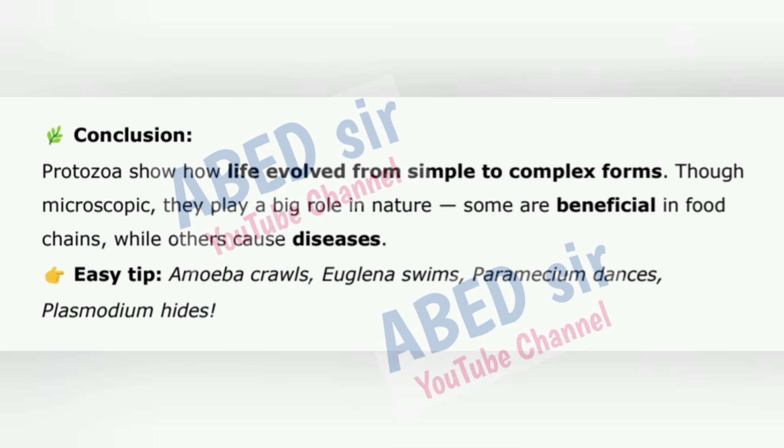Conclusion. Protozoa show how life evolved from simple to complex forms. Though microscopic, they play a big role in nature. Some are beneficial in food chains, while others cause diseases. Easy tip: amoeba crawls, euglena swims, paramecium dances, plasmodium hides.